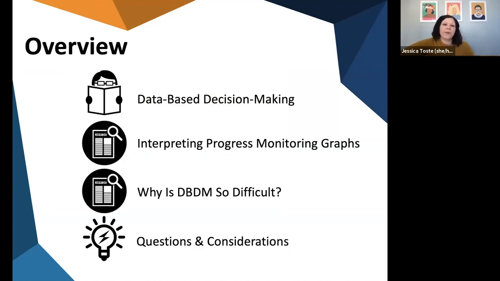We're going to start today with a brief overview of data-based decision-making and how it works and why it's so important. And then I'm going to talk about one study looking at interpretations of progress monitoring graphs. I'll then switch over to Chris, and Chris is going to talk in more detail about why data-based decision-making is so difficult. We'll end off with some questions and considerations for you to think about after you watch this video.